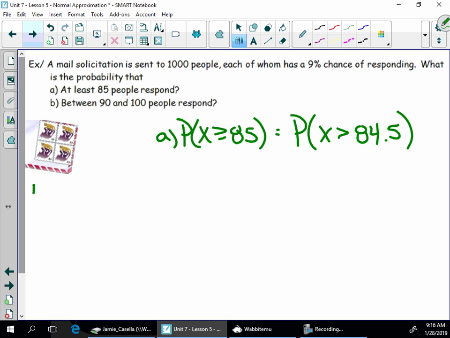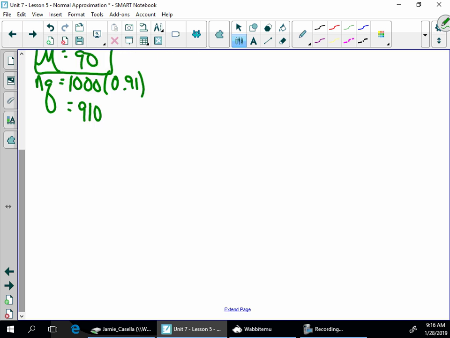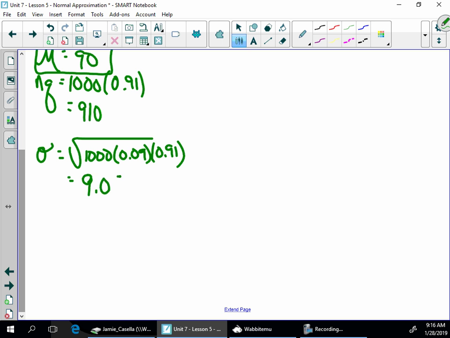Let's check it. N times P, I need that anyways, because that's my mean. So N times P, 1,000 times 0.09, that's 90. And Q is definitely going to be bigger than that. That's 910. Definitely bigger than 5. We're good to go. I've already found my mean. It's right there. Haven't found my standard deviation yet, though. Standard deviation will be the root of N P Q. Don't forget the square root part. It's the part you always mess up. You should get 9.05.